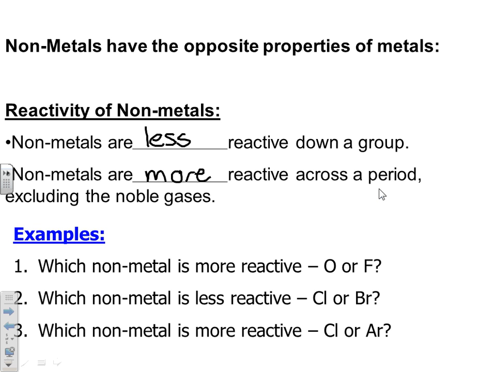All right? Excellent. So which non-metal is more reactive, oxygen or fluorine? Fluorine. Fluorine is the most reactive. It's the furthest to the right. Which non-metal is less reactive, chlorine or bromine? Bromine. It's near the bottom.